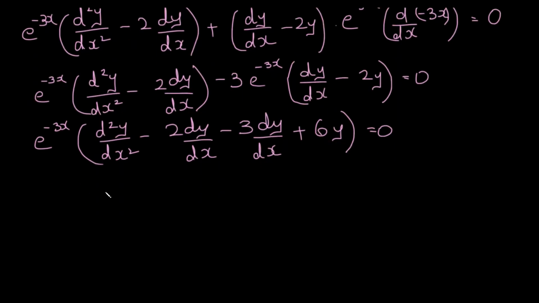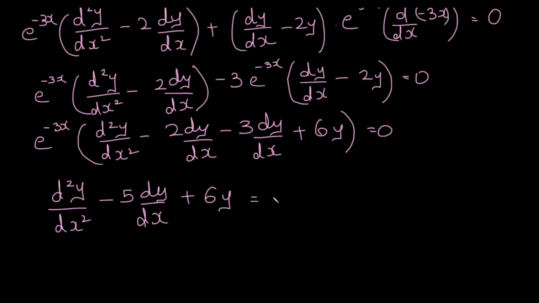And thus comes the last step, that is we can take e raised to minus 3x on the RHS. So 0 upon the term becomes 0. And so we get d2y by dx2 minus 2 minus 3 is minus 5. So minus 5 dy by dx and plus 6y. So this becomes our answer finally.